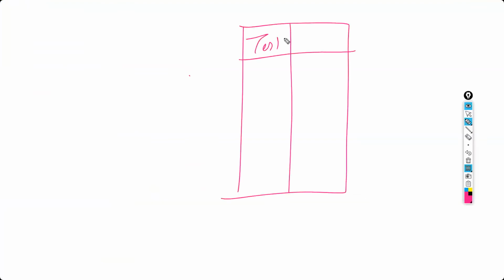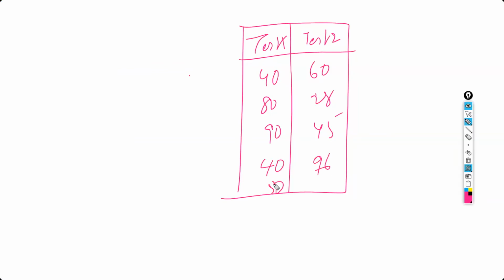Test 1, test 2. Out of these two tests, here you have got 40, 60. Some student has got 80 here, and 28. And here 90, and 45. And here 40, and he has got 96, 50, 84, something. I have written random numbers, that is not really possible, just random numbers.